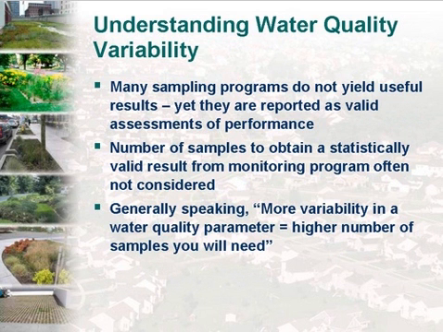Okay, water quality variability, that's a topic that we've discussed frequently today. But it is a fact that many sampling programs, although well-intentioned, don't yield useful results. Yet they're reported as valid assessments of performance. All of us have seen many examples of that. Many people don't recognize, and we'll see this in the next slide, how many samples need to actually be collected to obtain a valid result in a statistical sense. And then the last point, more variability in a water quality parameter equals a higher number of samples you will need, and the next graph shows that.